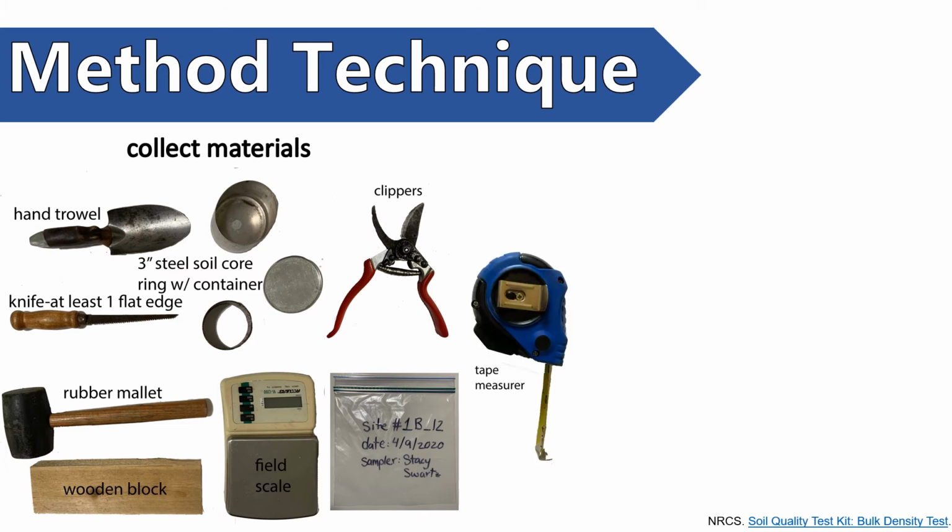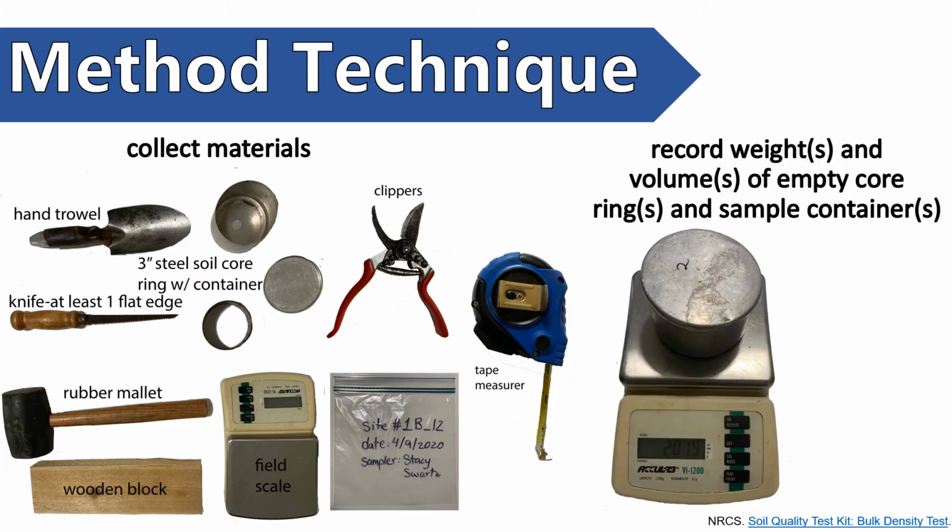If you haven't determined the volume of your steel ring already, you can use a tape measure to do so, which is one of our next steps. You'll want to record the weight and volume of the empty core ring and the sample container. The volume for a cylinder is the same as the volume for your ring, which is pi times the radius of the ring squared times the height.